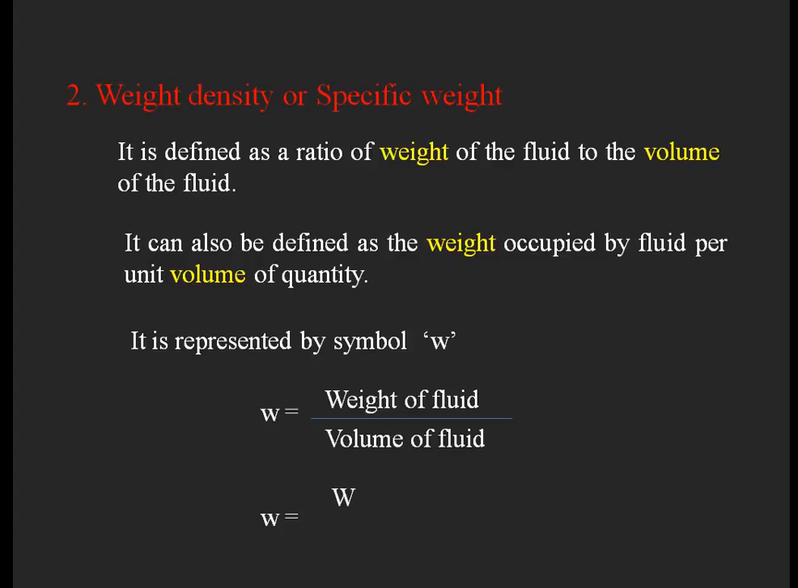So again the representation is W by V, and the unit for the weight is Newton and the unit for the volume is meter cube. So finally we can write Newton per meter cube as the unit for the weight density or specific weight. Remember that. Next, we have to know that we can modify the equation.